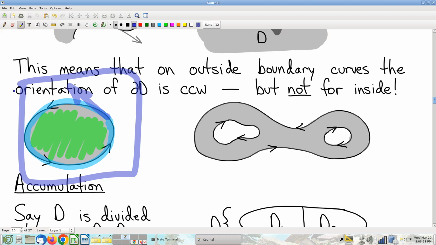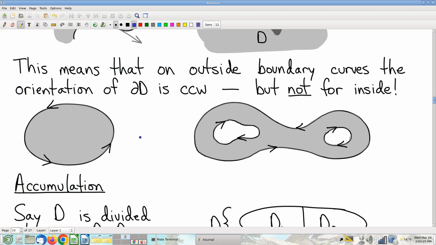Problems will arise. If you insist that your convention is that the boundary is oriented counterclockwise, you will not be able to develop Green's theorem. It will not work. It just crashes and burns. It doesn't work. So this is not an acceptable convention, that boundaries are counterclockwise. Counterexample. Let's consider this region here.